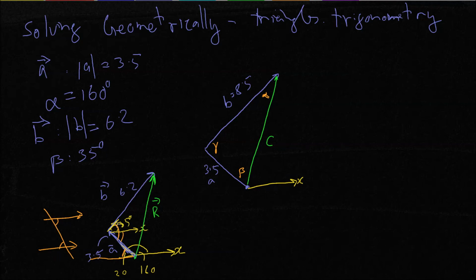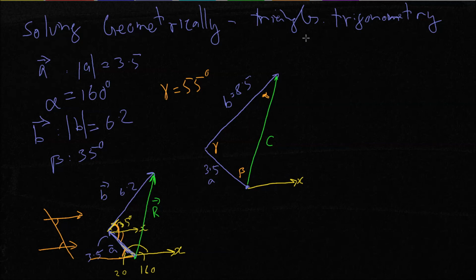And that tells us that this enclosed angle here between A and B must be 35 degrees, the angle of B, plus 20 degrees, the opposite angle of A. And that means that the angle gamma is equal to 55 degrees. So now we have one side here and one side here that we know, and we have an angle between them. And that tells us straight away that we can use the cosine rule to find the other side.